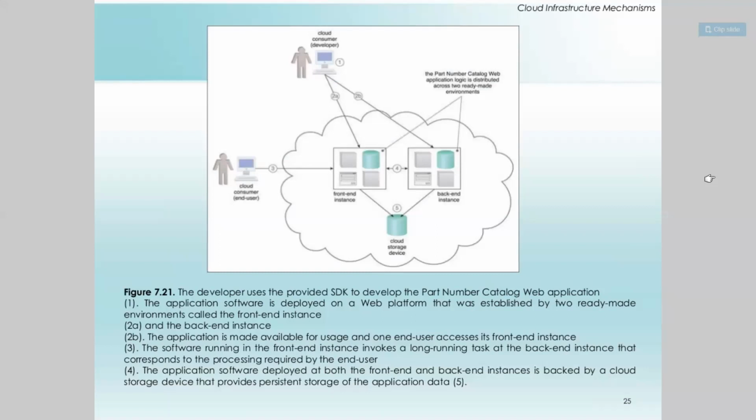Whatever you require, that is your choice, and then you are connected with the cloud storage device. All your storage takes place in the form of files, blocks, tables or records, however the data is going to be stored here. In the first step, the application software is deployed on the web platform, and it is established by two ready-made environments, which are called the front-end instance and the back-end instance.